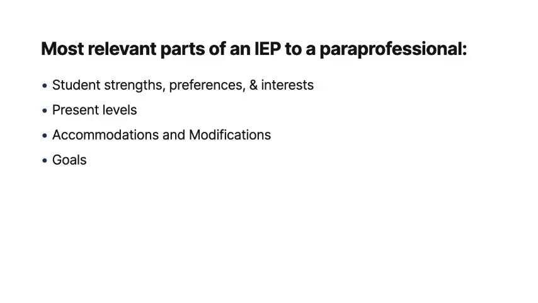As stated before, the most important parts of the IEP that will help you in the classroom are the student's strengths, preferences, interests, present levels, accommodations and modifications, and goals. The student's strengths, preferences, and interests will be the most helpful thing you may read prior to meeting a student for the first time. This information gives you something to talk about if a student is hesitant to communicate, and it will help you build rapport immediately.